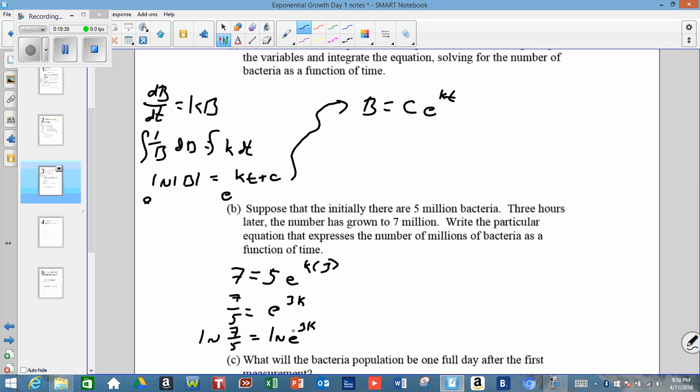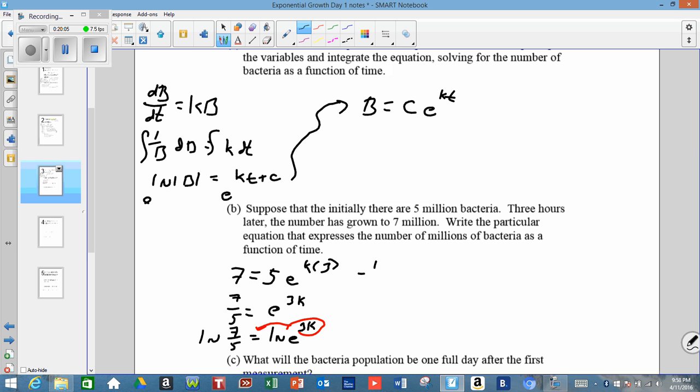If you remember your properties, natural log says we can take this guy and bring it to the front. That's what we're allowed to do with natural log. So that'll be 3k times the natural log of e. Of course, natural log of e is one of them that I told you guys you need to know, and that's 1. So it's just 3k times 1, which is just going to give us 3k.